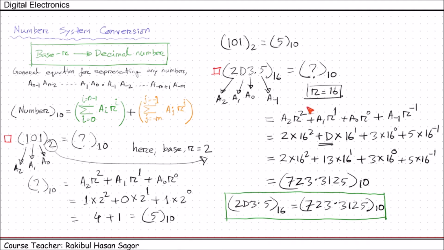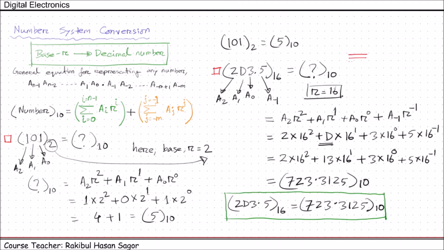I hope the concept is clear to all of you. Now, if you are given any base number system, then I hope you will be able to convert that base number system to decimal number system, employing this equation. I am giving you a task which you may solve for your practice.